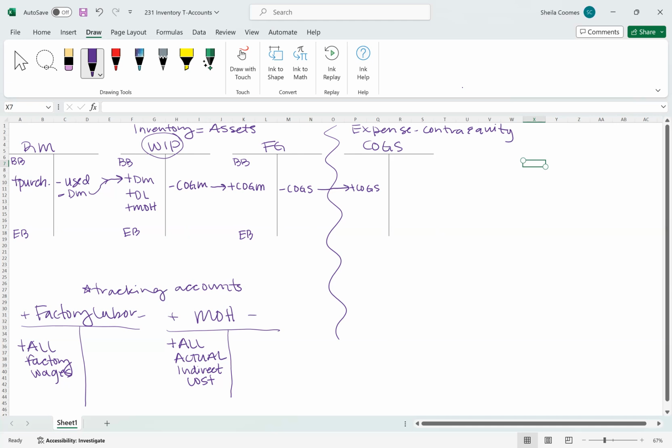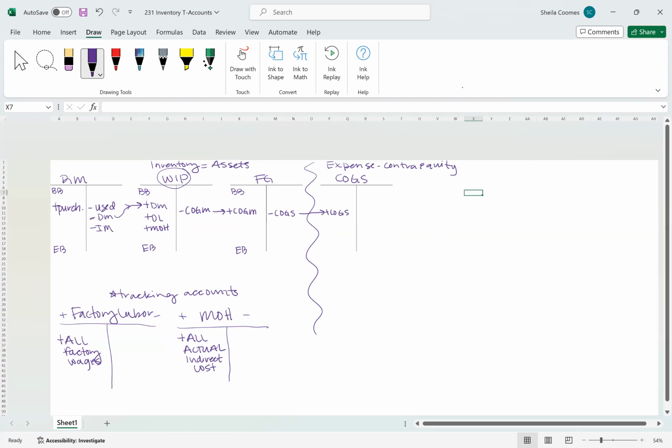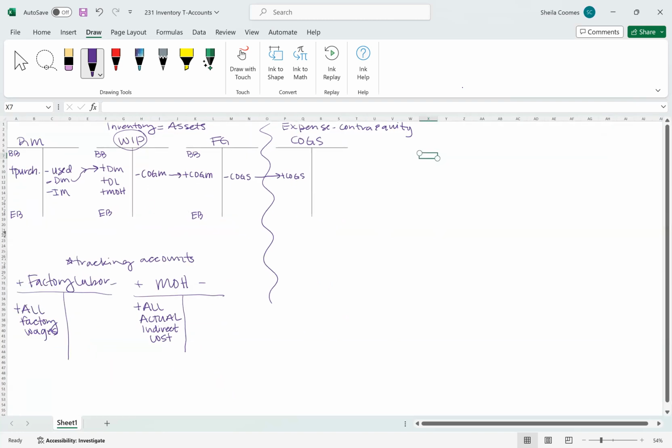Now, the other thing that's going to come out of raw materials is this thing called indirect materials, so IM. Well, the question might be, well, where do those need to go? Well, indirect materials is an indirect. So therefore, I'm going to make this a little bit bigger. Indirect materials never goes directly to the job or directly to WIP. Instead, it's going to come down here to manufacturing overhead, because we're going to have to allocate that overhead to all of our jobs. So now we're done with raw materials.